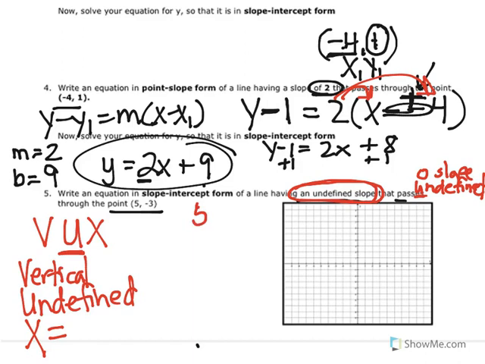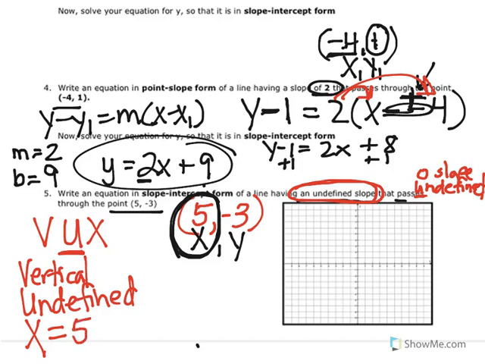So I want you to look at this point. We have 5 comma negative 3. Which one's x and which one's y? This one's x. It's always x comma y. So in this equation, x has to equal 5. And that's how we're going to write the equation. Just x equals 5. It's special. It's not going to look like y equals mx plus b or this point slope form. Because it's undefined, it's special, and so we write the equation just like this, x equals 5.